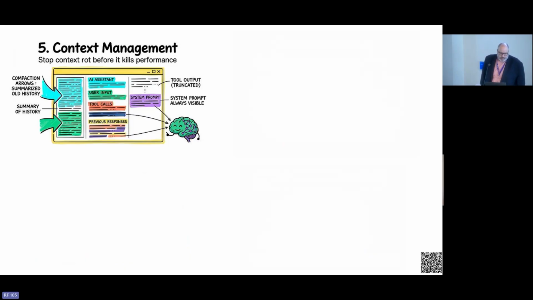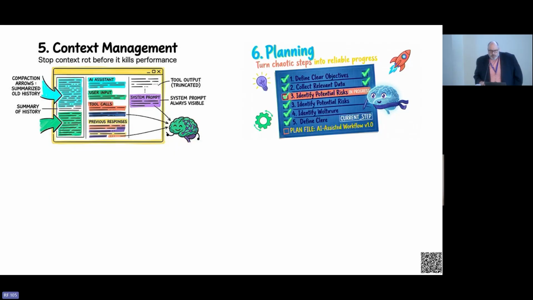Context management. We've talked a little bit about this. Context management is something like state plus memory, but it ensures that the AI stays on topic and doesn't deviate from its task.